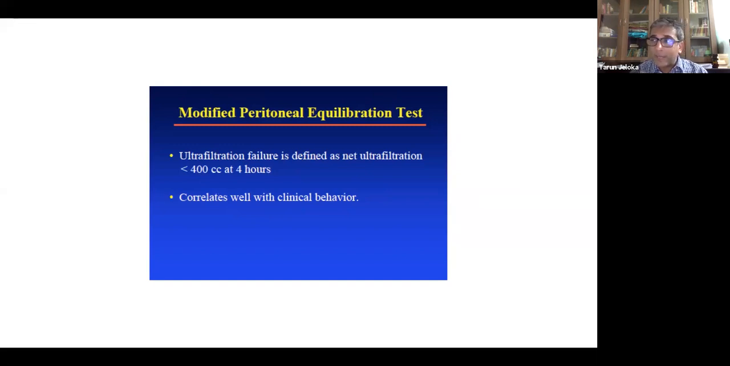And what is the clinical application of using 4.25%? Number one application is if the ultrafiltration with 4.25% over 4 hours is less than 400, that means the patient can be labeled as ultrafiltration failure. And you have to work out what is the cause of ultrafiltration failure. But for today's discussion, the patient can be labeled as ultrafiltration failure, right?